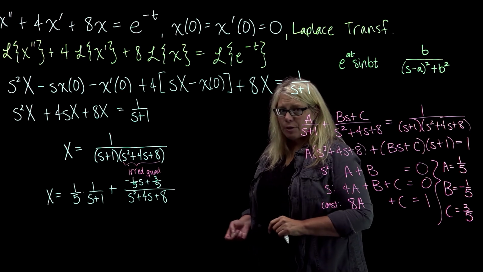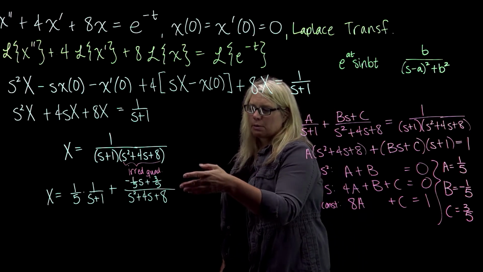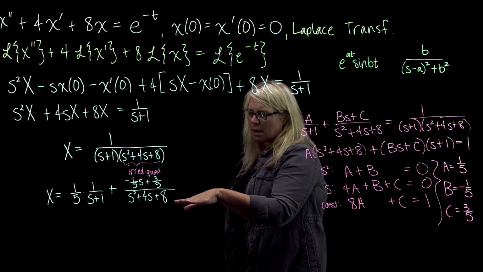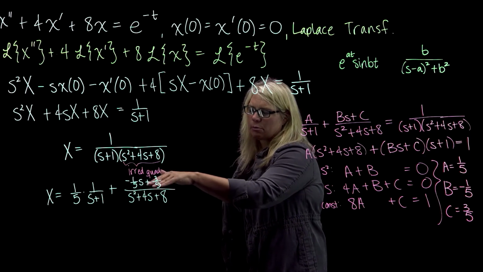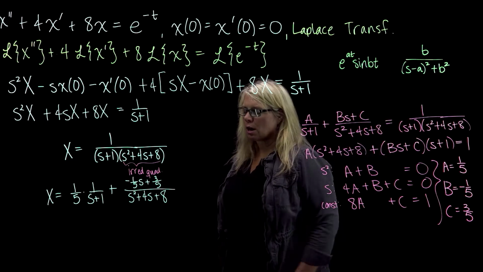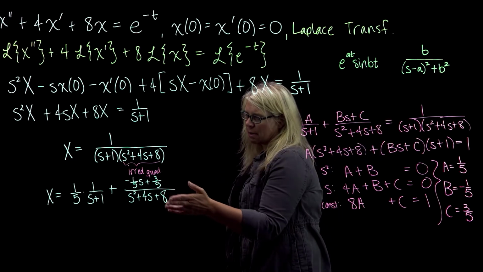Okay, so I really have two things of algebra I need to do with this expression. One is I have to complete the square on the denominator. The other is I have to deal with this numerator, which does not match any of the things in the chart for a denominator like this.